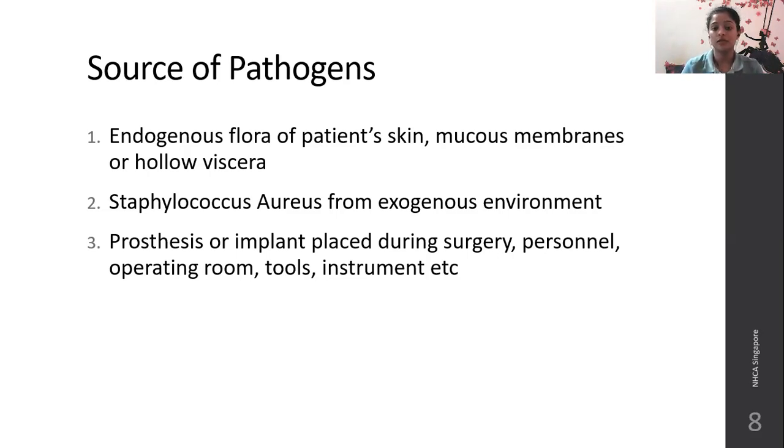Processes or implants placed during the surgery, personnel, operating room, tools or instruments, etc. For example, if you're not following an aseptic technique, or proper sterilization and disinfection was not done for the instruments which have been used, or the personnel didn't follow proper hand hygiene or proper PPE technique, etc. And the operating room itself was contaminated, or the tools and instruments used were contaminated. So these may be the reasons which may lead to pathogenic infection in the surgical site.